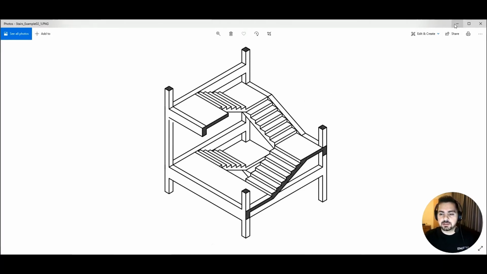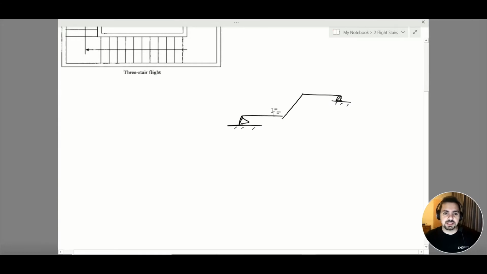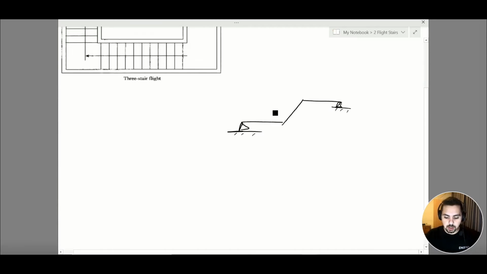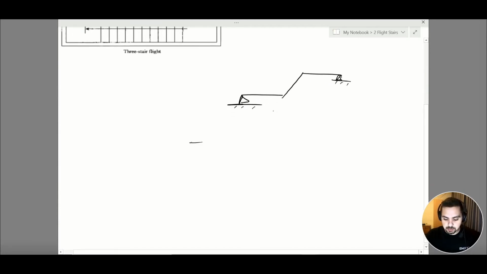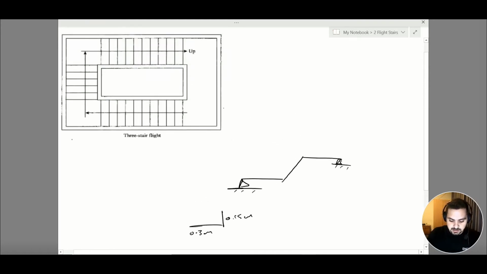Now, in order to start with the analysis and design of my three-flight staircase, we have to first find our dimensions. So what we are going to use is a 0.3 meter length step and a 0.15 meter height. Now, from our previous example, we know that this is 1.5 meters, this as well, and this, and this.